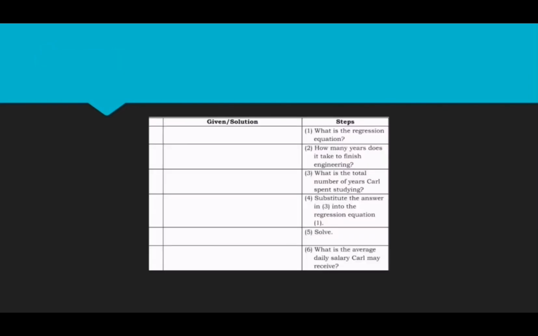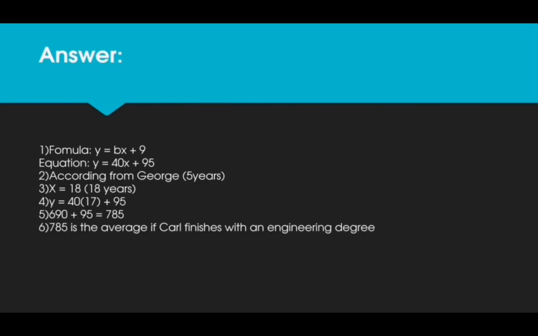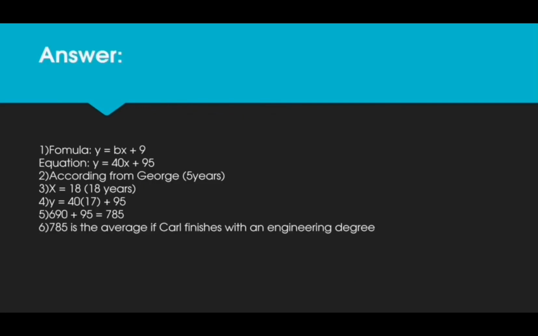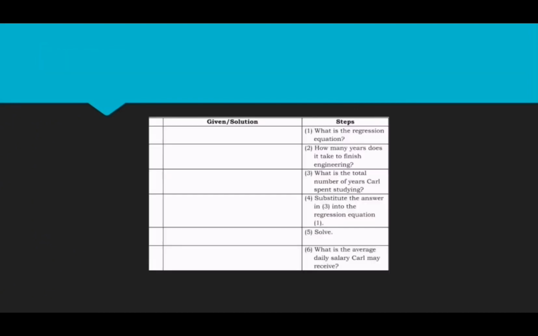Number 4, substitute the answer in 3 into the regression equation of 1. So our answer is going to be y equals 40, open parenthesis, 17, close parenthesis, plus 95. So step 5, we are going to solve it. So 690 plus 95 is equal to 785. Then the last step is, what is the average daily salary Carl may receive?